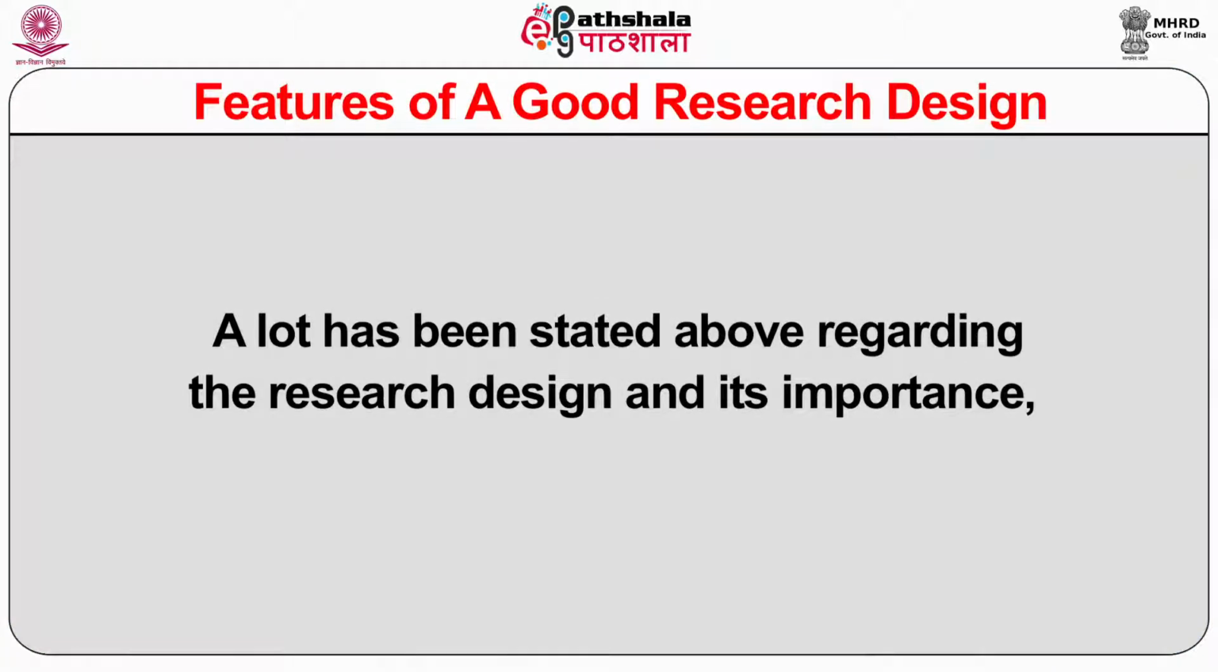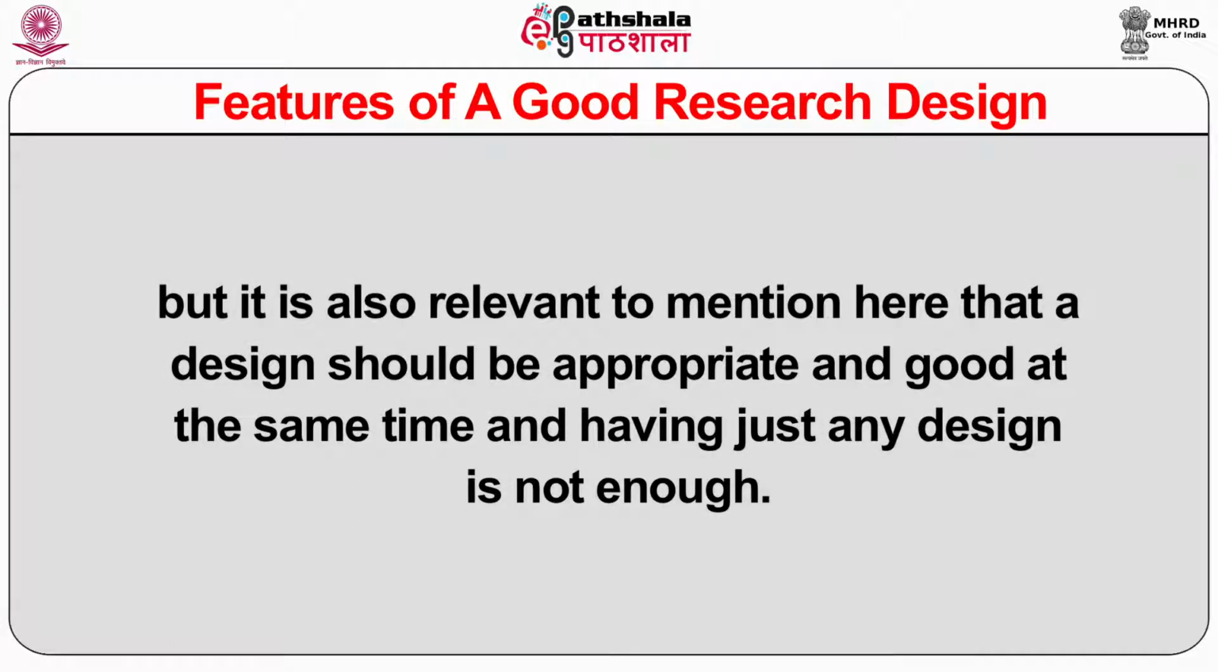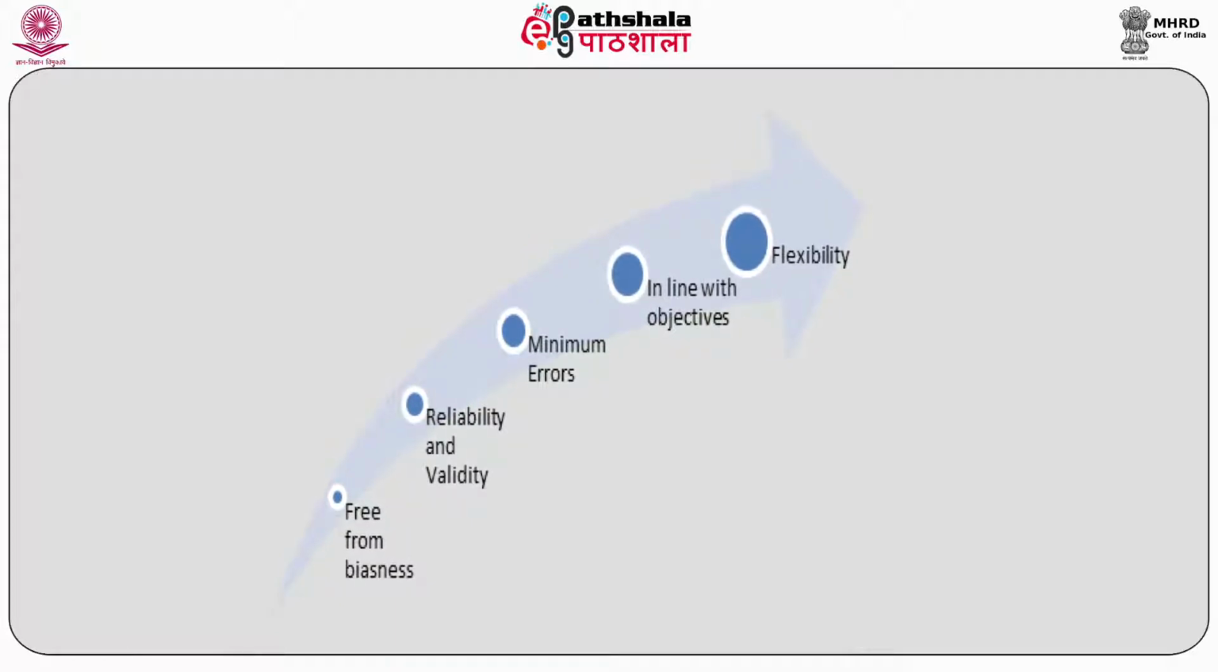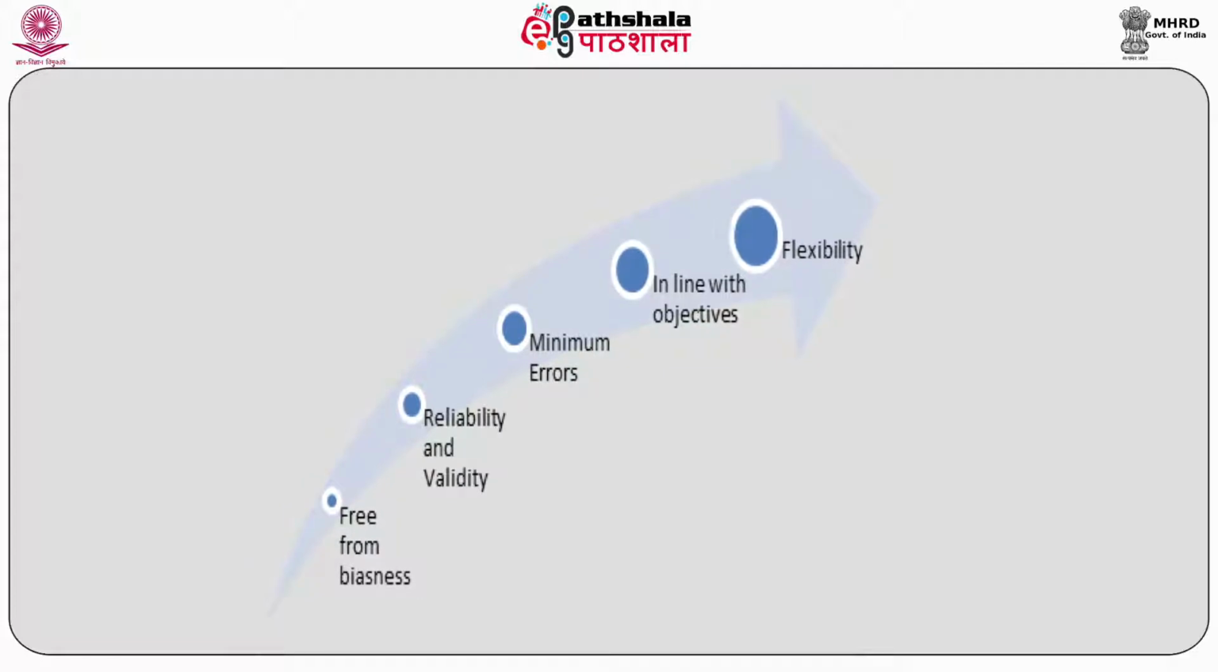A lot has been stated till now regarding the research design and its importance, but it is also important to mention here that a design should be appropriate and good at the same time, and having just any design is not enough. Preparing a research design without due diligence may prove to be nothing more than a waste of effort, time and money. But the question arises: how to define the term good for any research design? A good design is generally explained with adjectives like not rigid, suitable, effective, cost effective, etc.